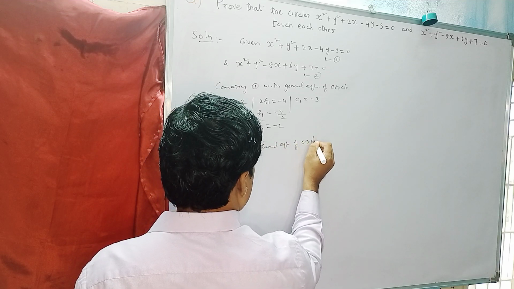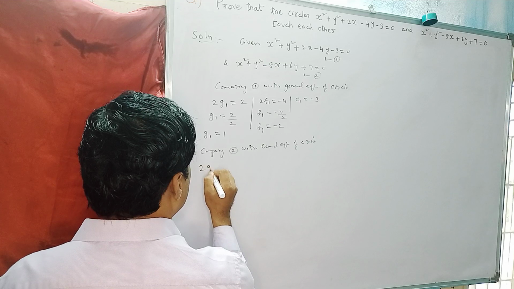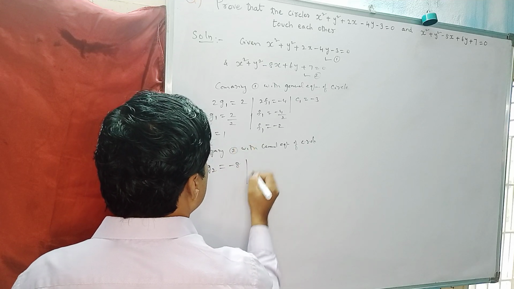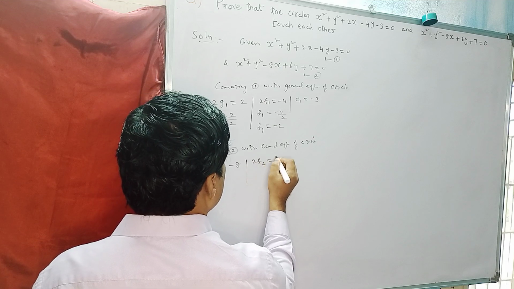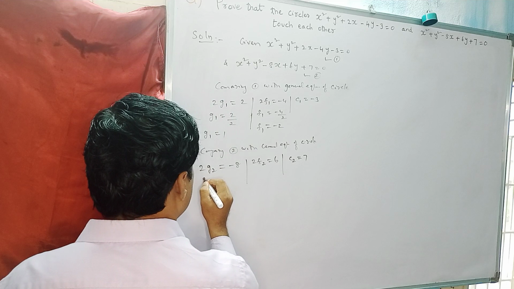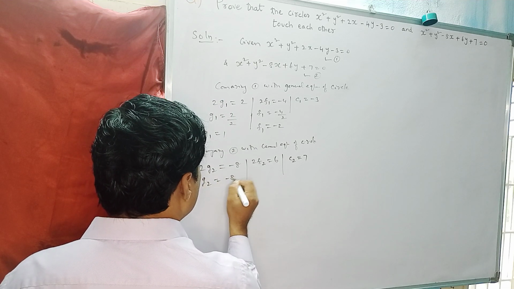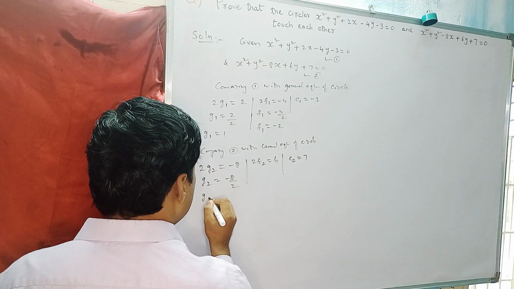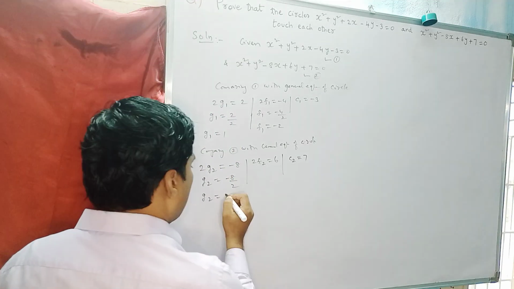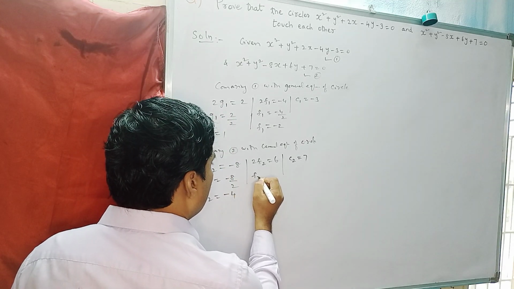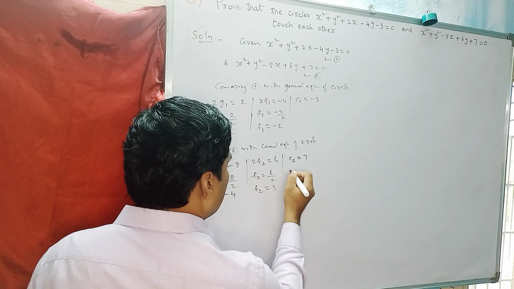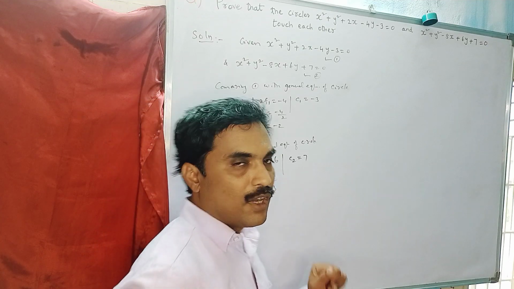So next, comparing the second equation with the general equation of circle, you will get 2g2 equal to minus 8, 2f2 equal to 6 and c2 equal to 7. So what is the g2 value? You will get minus 8 by 2. Upon cancellation, using the 2 table, it will be minus 4. And f2 equal to 6 by 2, upon cancellation f2 equal to 3. So you got the values of g2, f2 and c2.